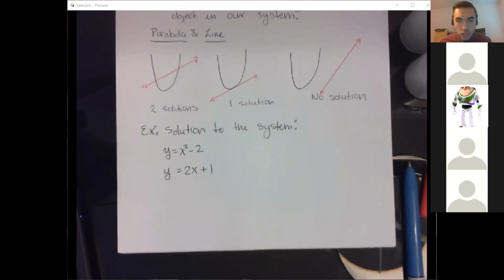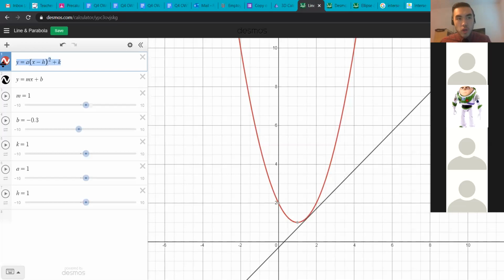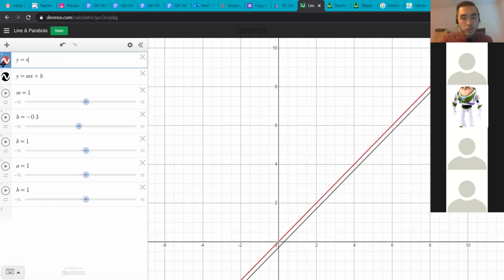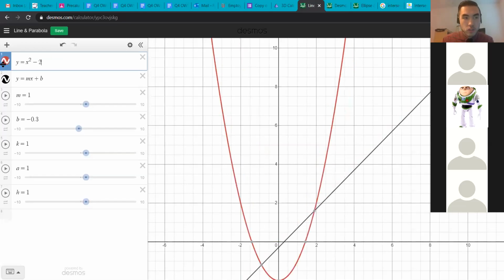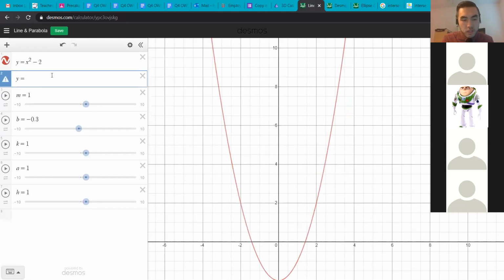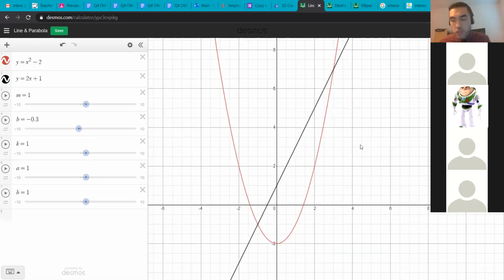Not the whole screen, okay. And so I'm going to swap out this top one for y equals x squared minus 2. And I'm going to swap out the bottom equation for the specific line y equals 2x plus 1. And notice here, how many solutions do we expect to get when we do this by hand? 2. We should get 2.